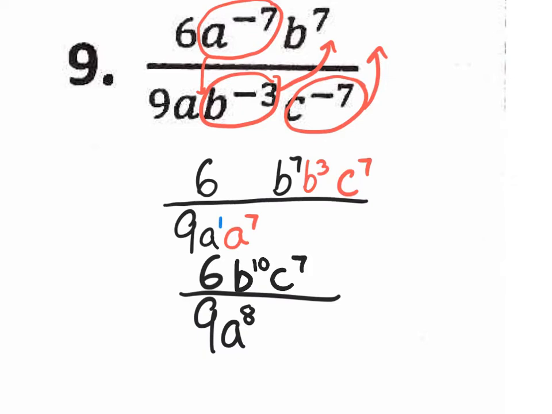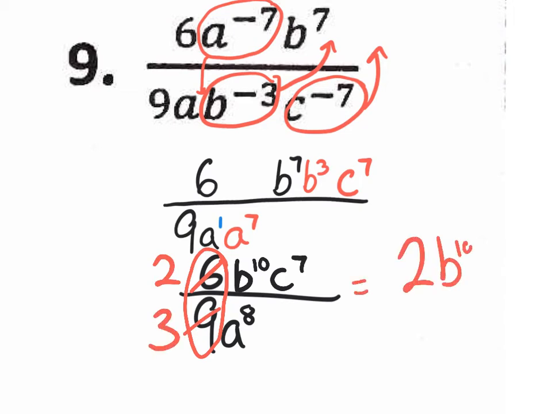Now, the only other thing you should do is always check and see if you could reduce this number part, 6 over 9. The fraction 6 over 9, you're able to reduce it by 3. So if you reduce by 3, you're going to have a 2 left over and a 3 on the bottom. So our final answer is 2 b to the 10th, c to the 7th, over 3 a to the 8th.